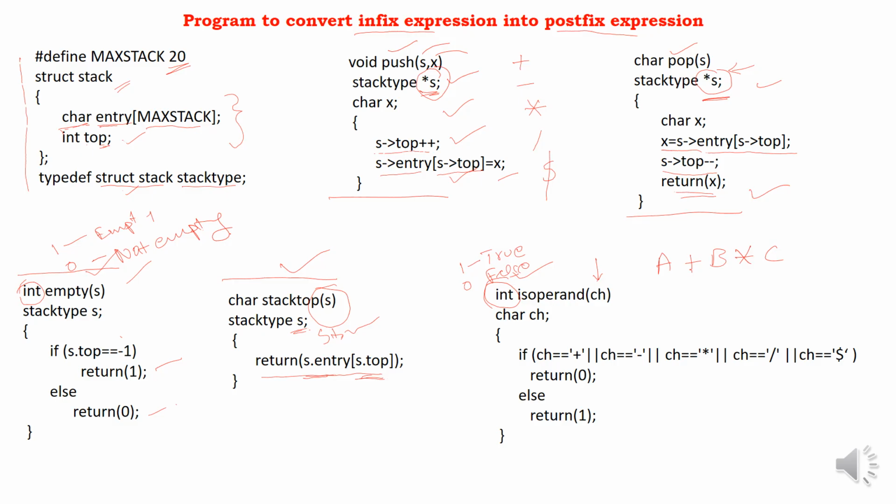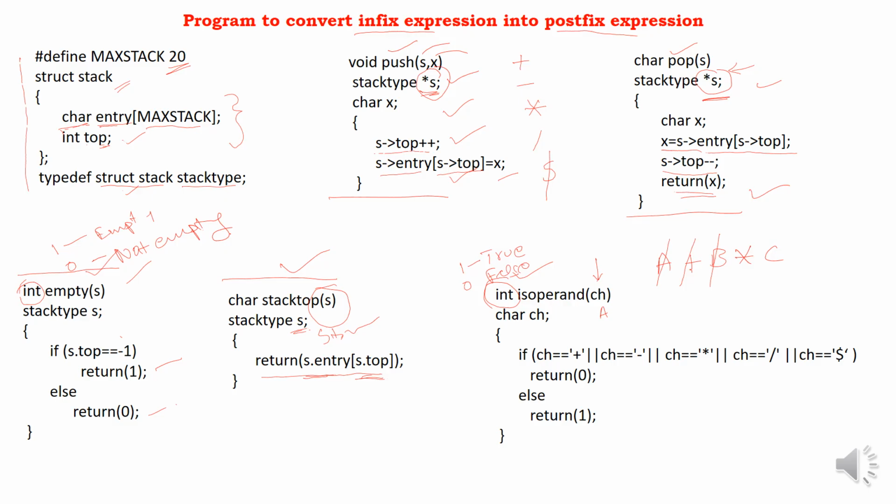I may read a. I have to check whether it is an operand or operator. I may read plus. I have to check whether it is an operand or operator. I may read b, I have to check whether it is an operand or operator, etc. So every time you read a character, you have to pass this character to the is operand function. For example, if CH is A, it is supposed to return 1 because A is an operand.